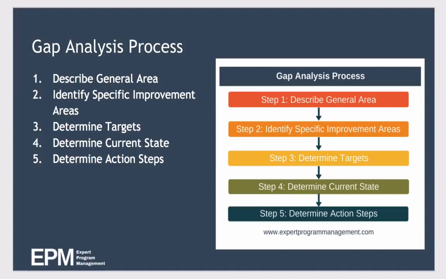So step 3, determine our targets. And as we've now identified our specific improvement areas, the next step is to set targets for each of those specific areas. Now, a common input to this step is to use benchmarking, so looking at how other companies are doing to find your areas of weakness, or maybe analyzing industry best practice is another input you could use.